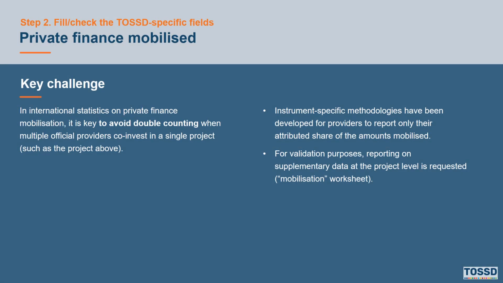In international statistics on private finance mobilization, it is key to avoid double counting when multiple official providers co-invest in a single project, such as the project we have just seen. Instrument-specific methodologies have been developed for providers to report only their attributed share of the amounts mobilized. For validation purposes, reporting on supplementary data at the project level is requested in a tab called Mobilization.